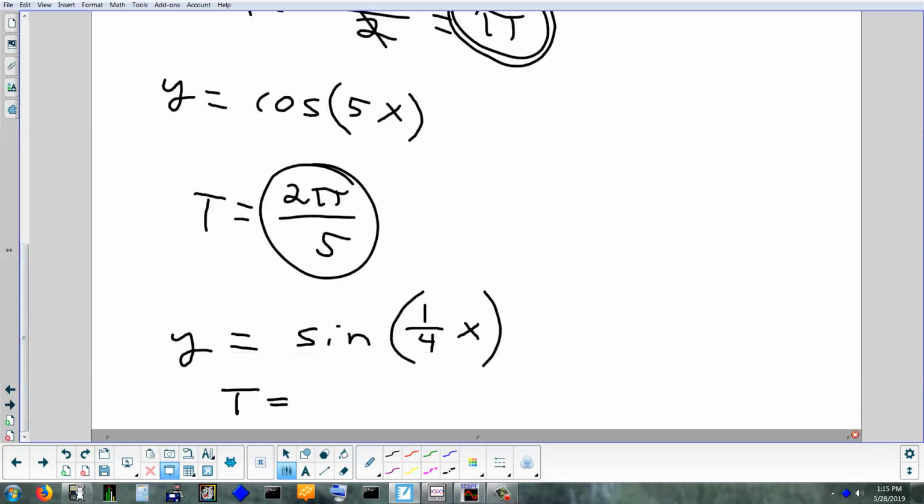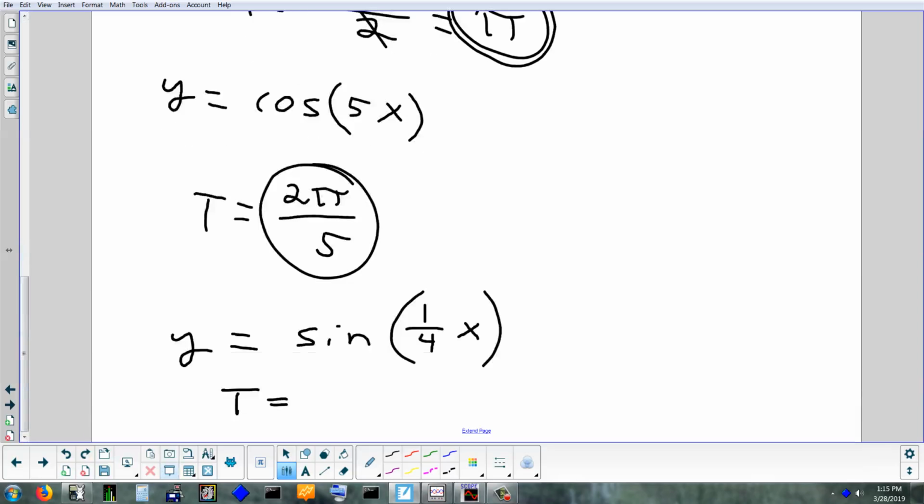Now, let's look at this one. I said that when you multiply by a fraction, what happens when you put a fraction in front of it? It expands, it stretches. So when we do this one, I'm going to expect a number much bigger than 2 pi. Right? It's going to stretch out, so it's going to take longer to do a cycle. Okay, how long? Well, let's see.